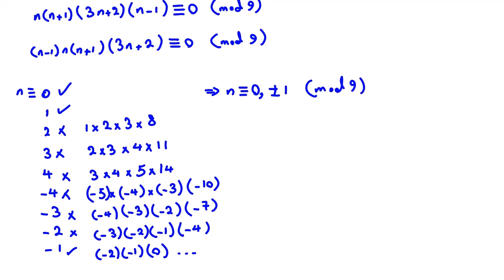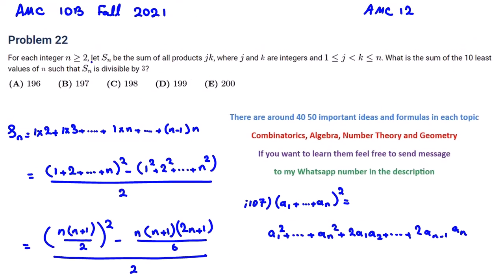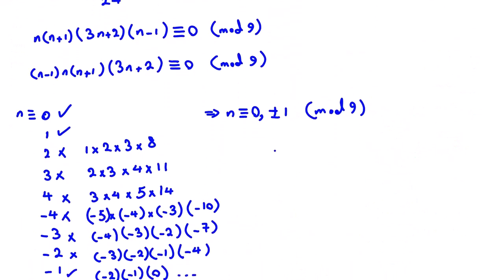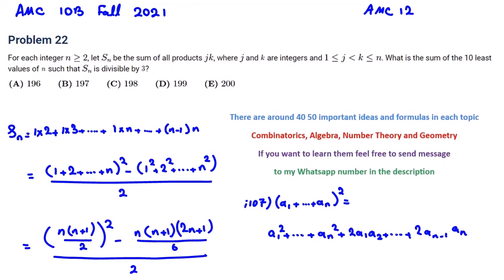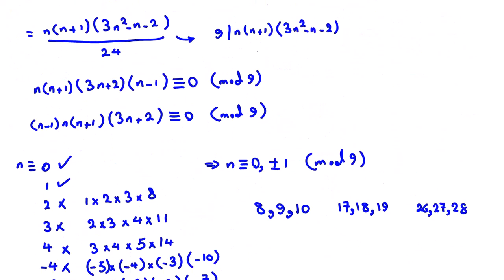Okay. Now it says n is at least what? It is at least 2. And it says what is the sum of the least 10 values of n such that Sn is a multiple of 3. So from n at least 2, we know 0, the first ones are 9, 9 minus 1, 8, 9, 10, okay? -1, 0, 1. The next ones are 17, 18, 19. Next are 9 plus 26, 27, 28. And the last one is what? 10 least values of n.